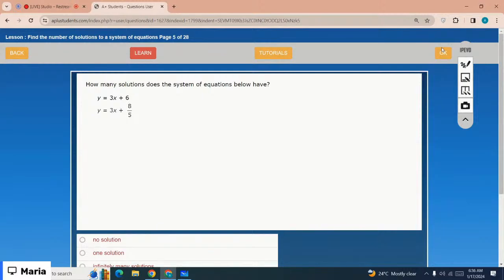Okay, how many solutions does the system of equations below have, which is the correct option? No solution, right? They have same slope, different y-intercepts, so the system has no solution. The lines are exactly parallel, right?